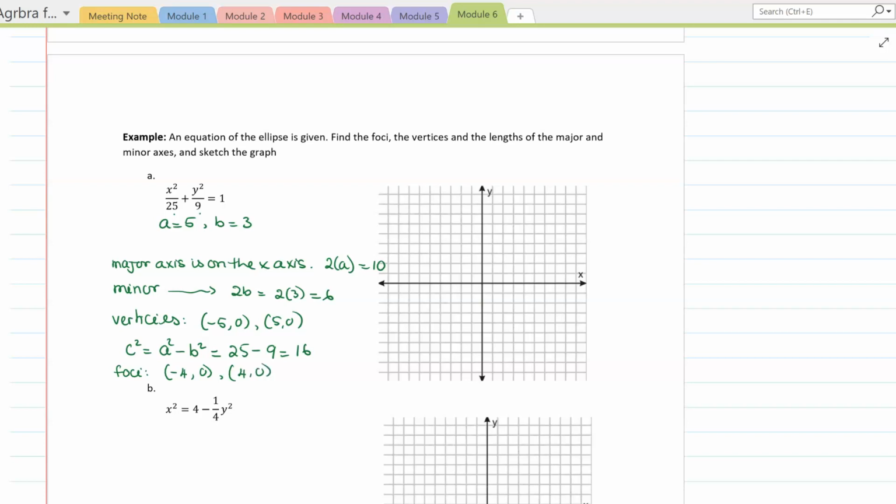With all this information, let's go ahead and sketch the graph. The length of the major axis is 10, and the vertices are at negative 5 and 5. Since the minor axis is 6 from the center at 0, that is 3 up and 3 down. The focus is right here. And so we can sketch the graph of the ellipse.